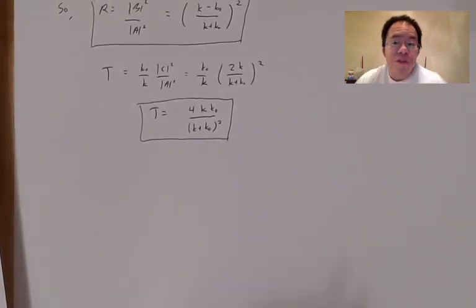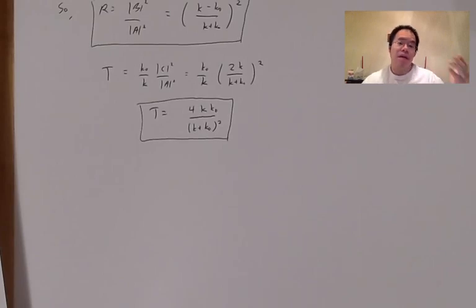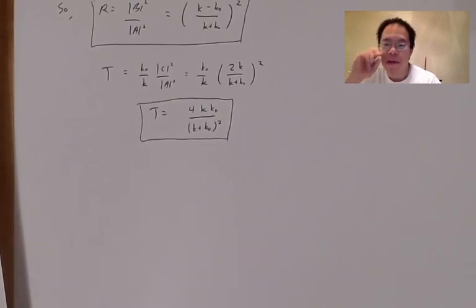So that fully specifies this problem, because if I know my E and my V naught, I can calculate k and k naught. I can now calculate my R and T coefficients. There's one important physical piece that explains why we should think about this as a probability for reflection or transmission.